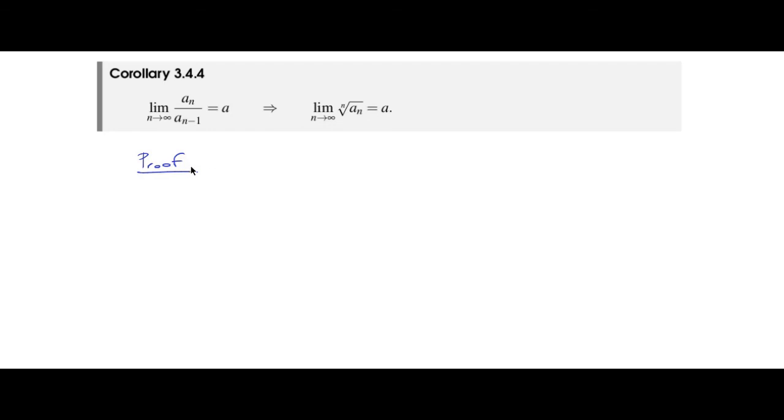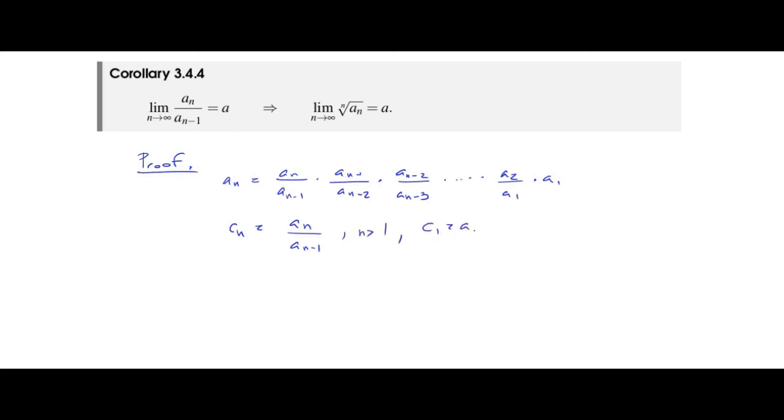So suppose we write this. A sub n is just a sub n divided by a sub n minus 1 times a sub n minus 1 divided by a sub n minus 2 times a sub n minus 2 divided by a sub n minus 3 times and so on times a sub 2 divided by a sub 1 times a sub 1, right? So this is the same thing, because we are multiplying and dividing by the same thing all the time, okay? So we can define now c sub n as a sub n divided by a sub n minus 1, for n greater than 1, and c sub 1 equals a sub 1, right?